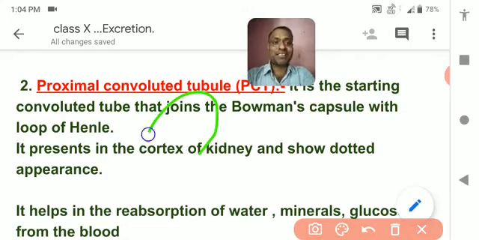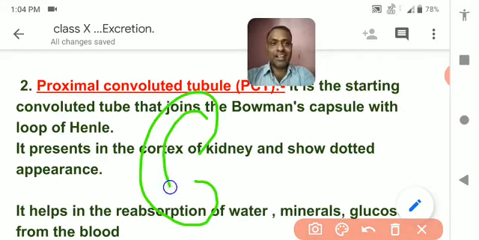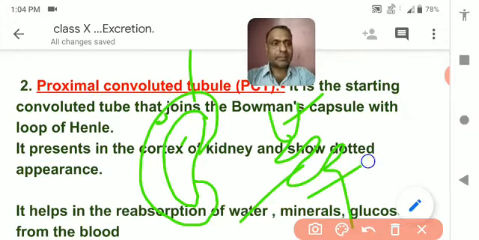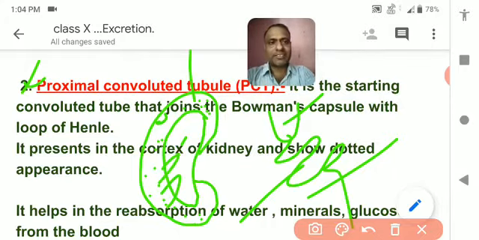Have you remembered the structure of the kidney? The outer structure is called cortex and the inner is called medulla. So Bowman's capsule and PCT are present in the cortex in this area. Understood? Point number 1 and point number 2 are present in this area, and the loop of Henle is present in the medulla part of the nephron.